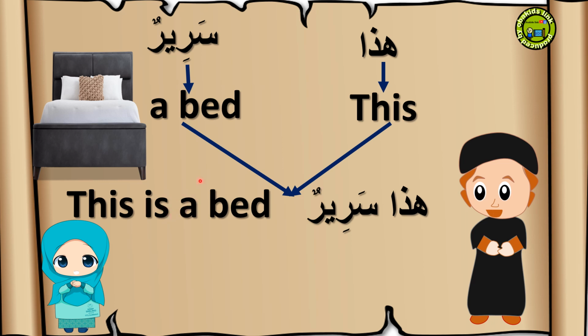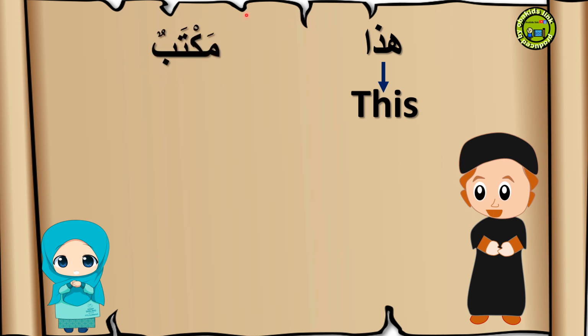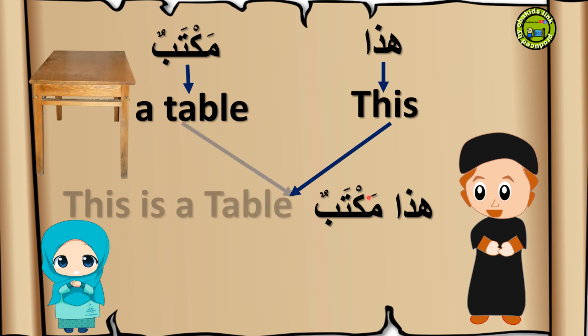Let us move on to another example. This is هذا. هذا means this. This is مكتب. مكتب means a table. Now if we combine هذا and مكتب together, it makes هذا مكتب. Say after me. هذا مكتب. Which means this is a table.